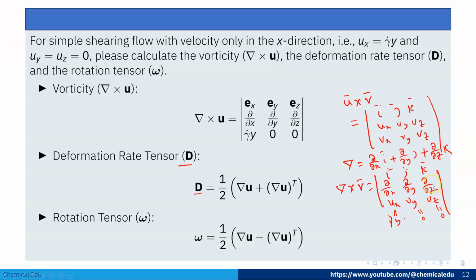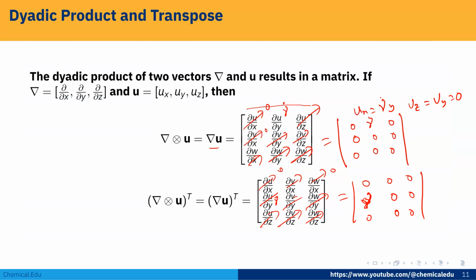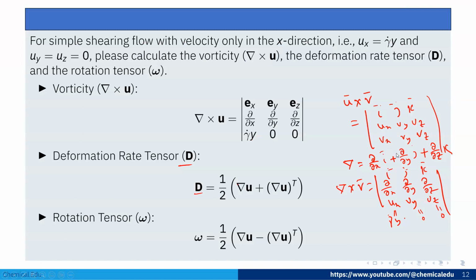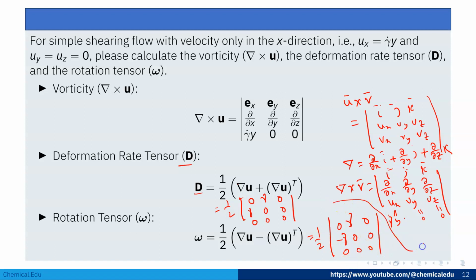And now finally, if you want to calculate nabla u plus nabla u transpose, if you add, you will get half of 0 gamma dot 0, gamma dot 0 0, 0 0 0. Now for the rotation tensor, that will be half of 0 gamma dot 0, then minus gamma dot 0 0, 0 0 0. It will be like that. That's it. Thank you.